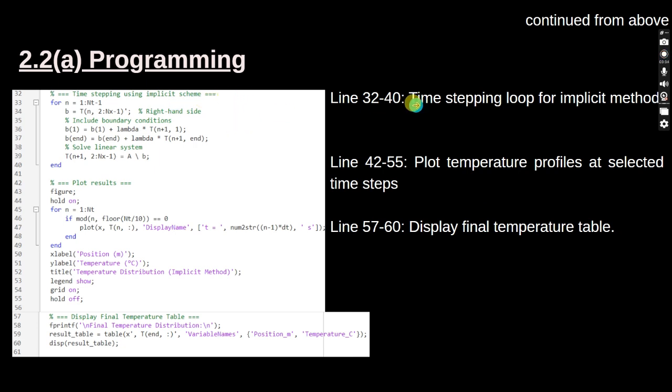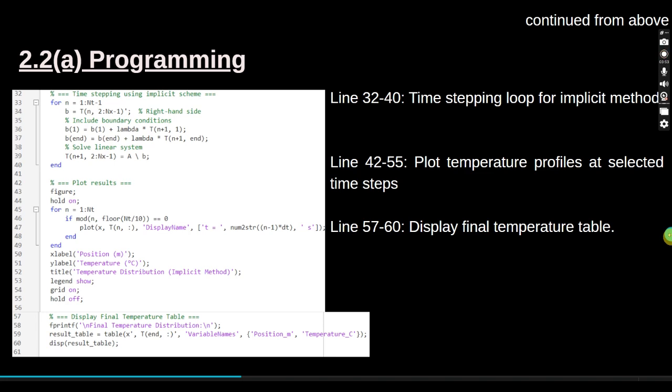Line 32 until 40 is the time stepping loop for the implicit method. And line 42 until line 55, similarly, is used to plot the temperature versus time graph. And from line 57 until 60, it displays the final temperature table.